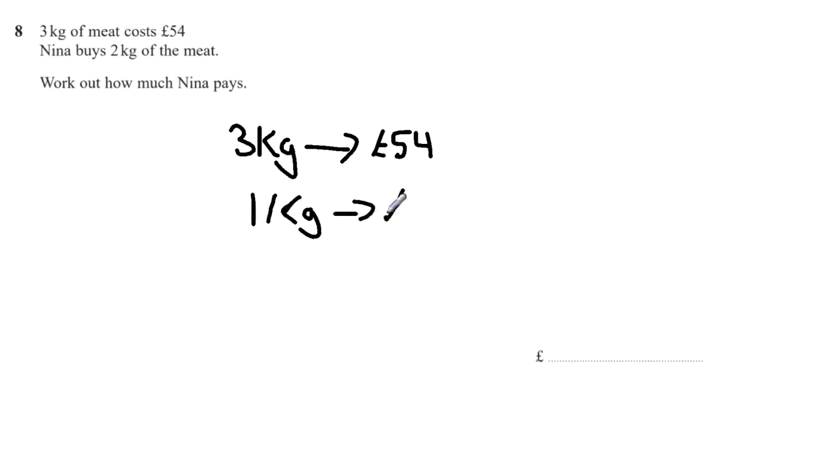Question 8. 3 kilograms of meat cost £54. Nina buys 2 kilograms of the meat. Work out how much Nina pays. So we know that 3 kilograms of meat cost £54. How much does 1 kilogram cost? The way you can find that out is by dividing 54 by 3. So 1 kilogram is equal to £18.